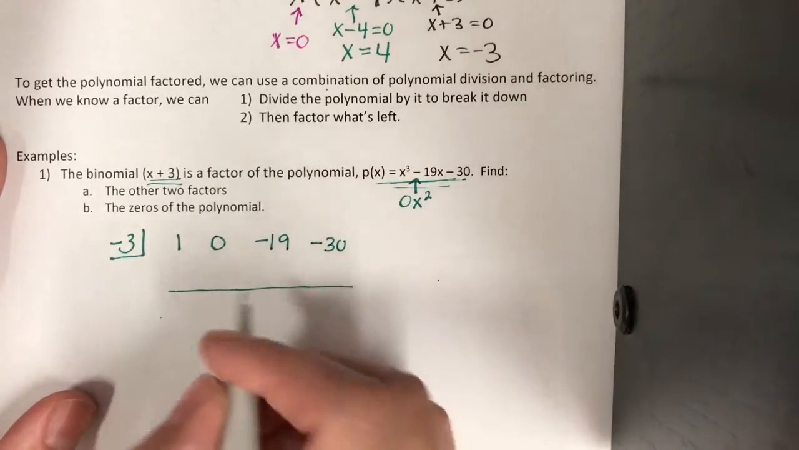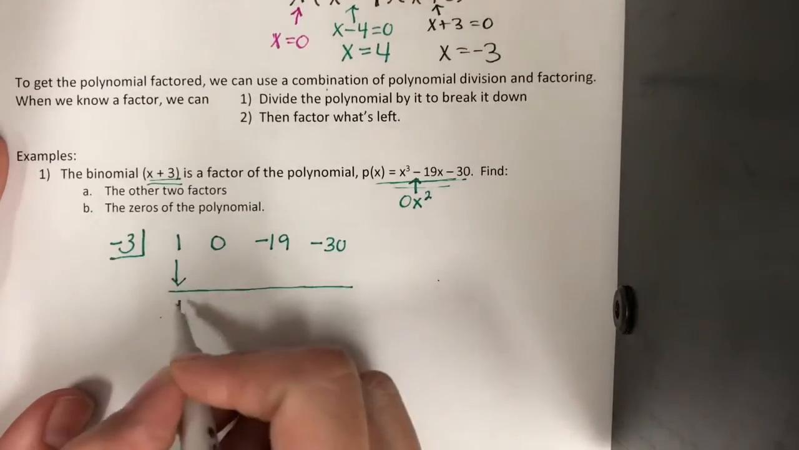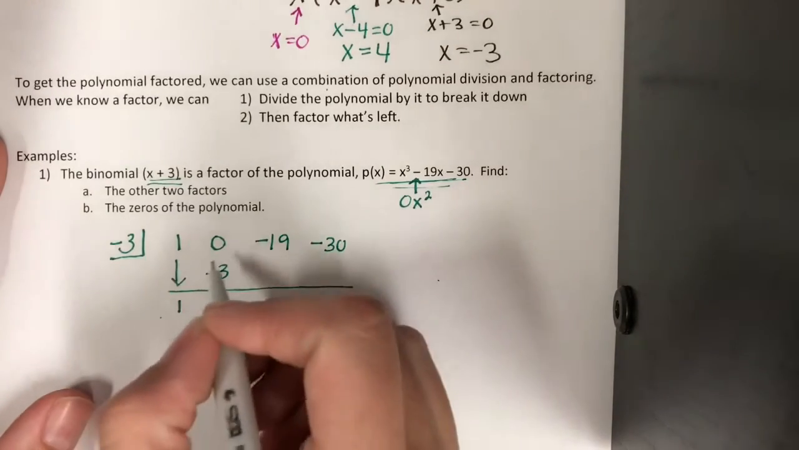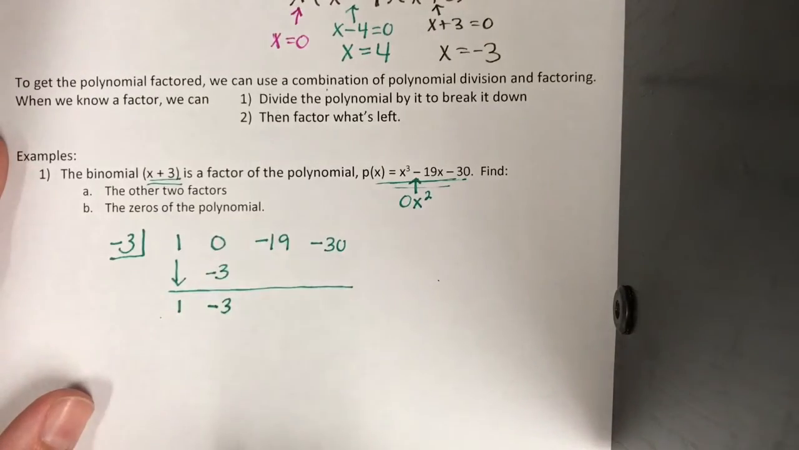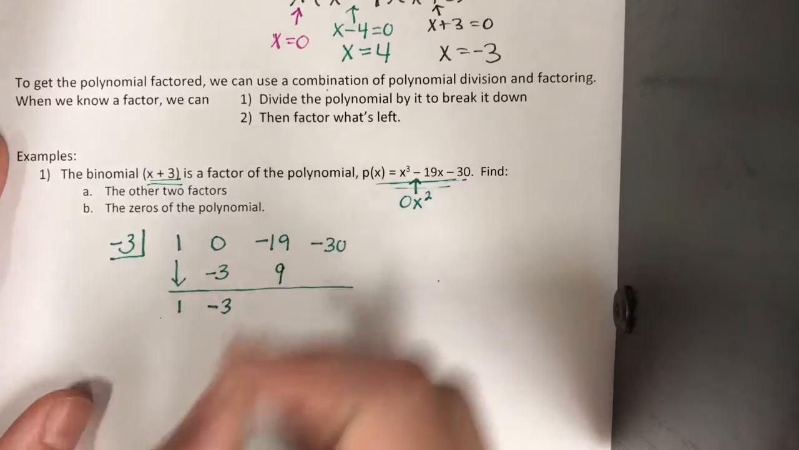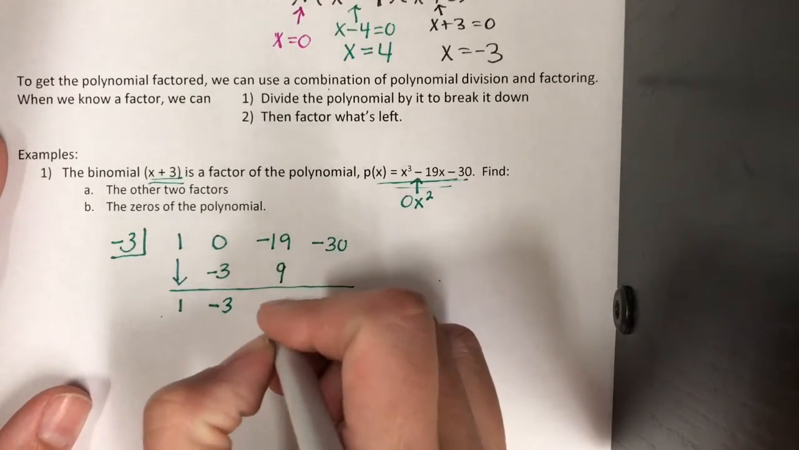So let's go ahead and do that. So we bring down the 1. Right. Then 1 times negative 3 makes negative 3. Add those down. That's negative 3. Go back. Negative 3 times negative 3 makes positive 9. Negative 19 plus 9 makes negative 10.